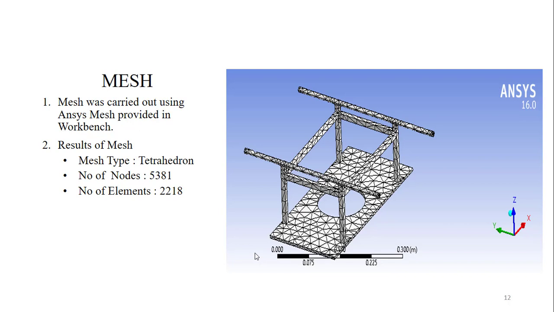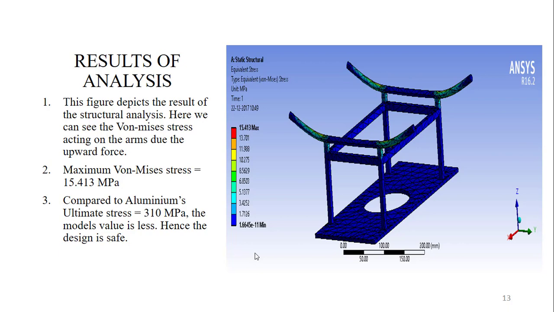Let's move on. The mesh was carried out as an automatic mesh. The results are shown in the diagram. Basically, the mesh was a tetrahedron type mesh with 5381 nodes and 2218 elements. So moving on to the results, we analyzed for von Mises stress and deformation.